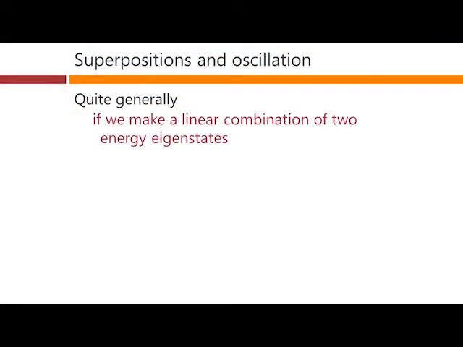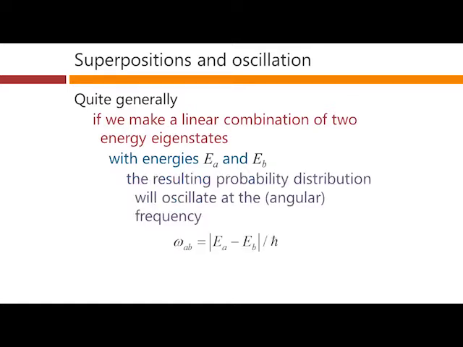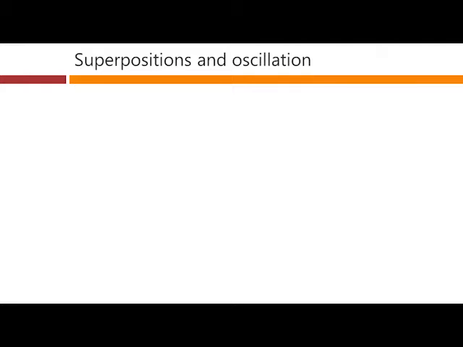Quite generally, if we're looking at superpositions, if we make a linear combination of two energy eigenstates with energies EA and EB here, the resulting probability distribution is going to oscillate at the angular frequency |EA minus EB| over h bar, where we take the modulus to get a positive frequency. This is the frequency at which the oscillation will take place.